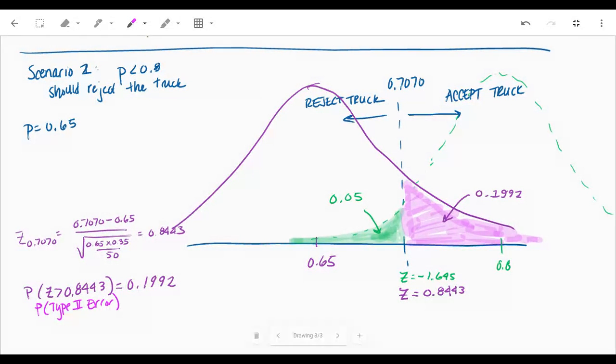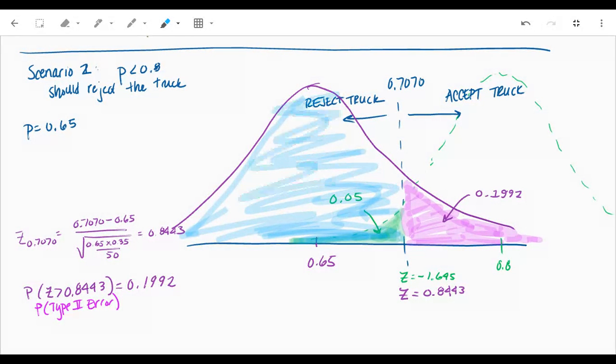Okay, where I should reject the truck, but my sample of 50 is above that threshold, so I'm just going to go ahead and accept it. And then my 0.05, that's the type 1 error that we did above. And I could also shade in this area here, so 1 minus the purple area. That is the power.